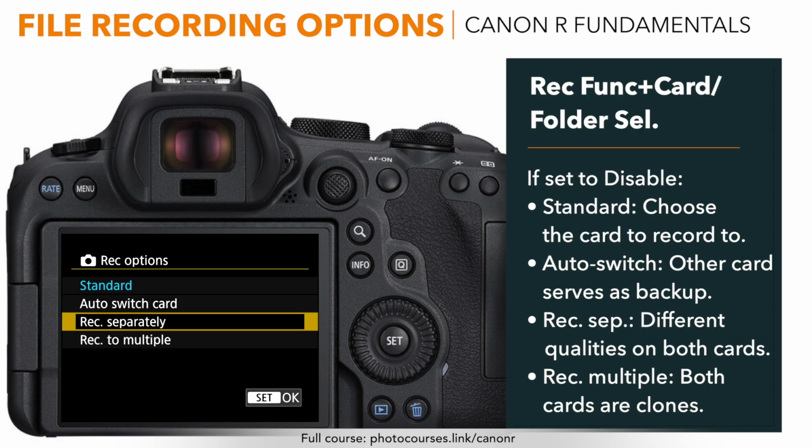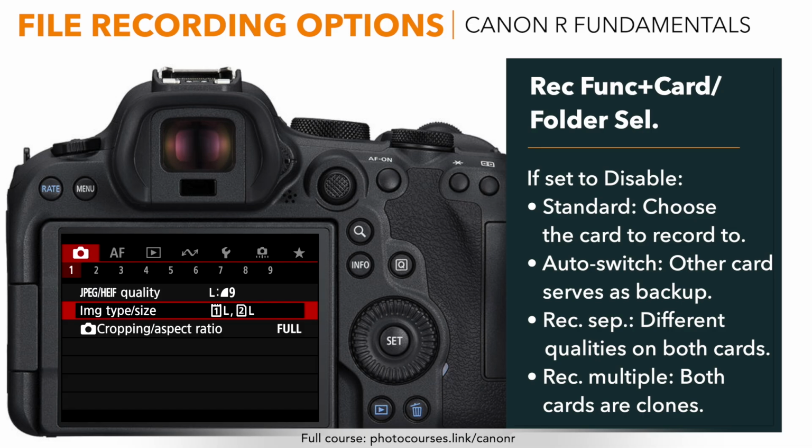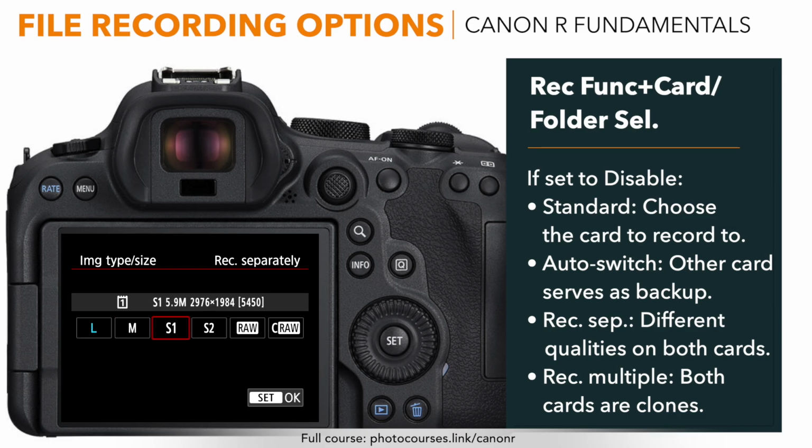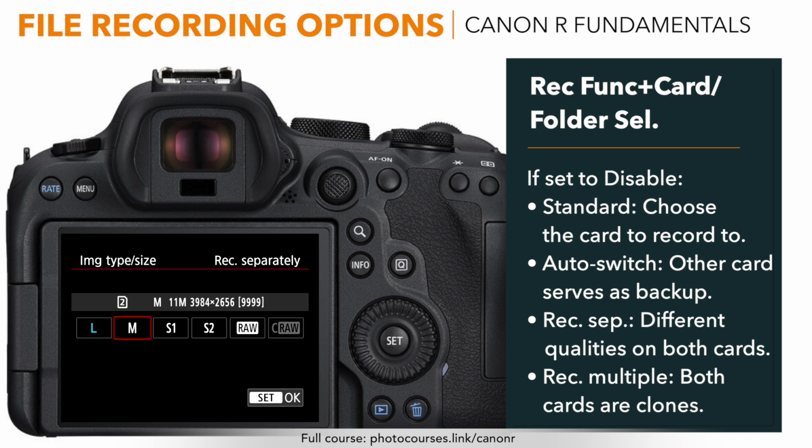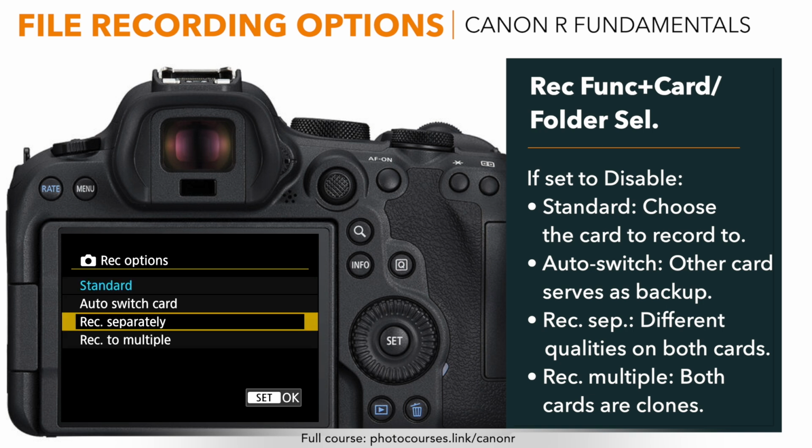There's a Record Separately option here, which means that images are going to be recorded to both cards. You can choose which image quality you want to record to each card, so you can have different image qualities recorded here. Or you can select Record Multiple. Files will be recorded on each card in the same format. And what this means is that the two cards are going to be clones of each other at the end of the day. So this is the most pure backup option.